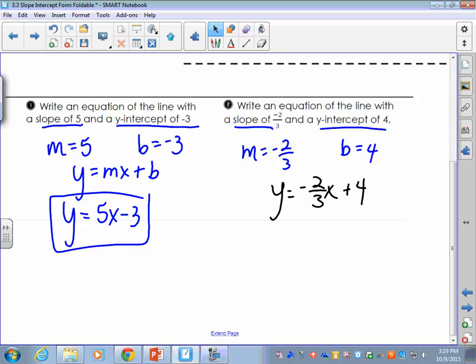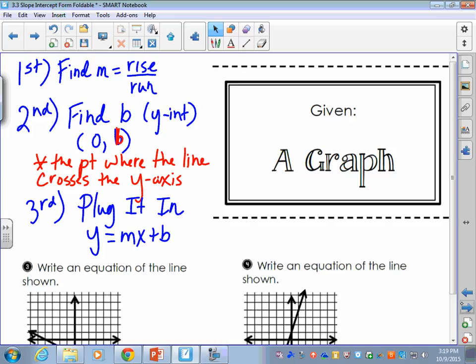Alright, check your understanding. Hopefully you got the slope m was negative 2/3, the b was 4. We just plugged it in. We have our equation, y equals negative 2/3 x plus 4. Alright, are we okay on that one? Yeah. Alright, let's go to the graph.